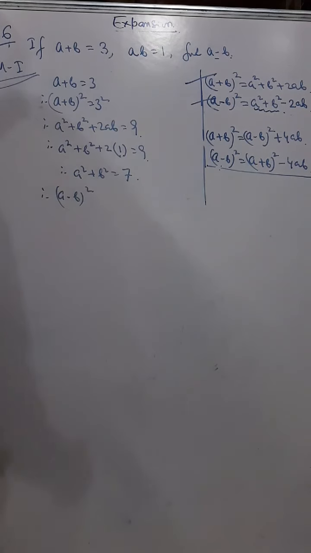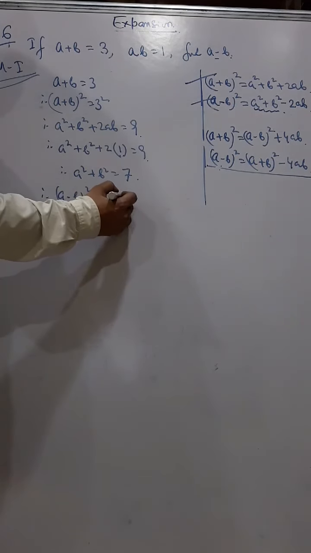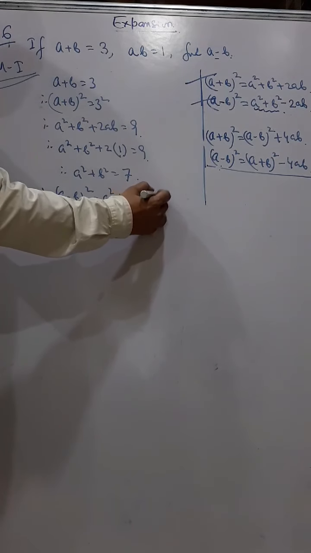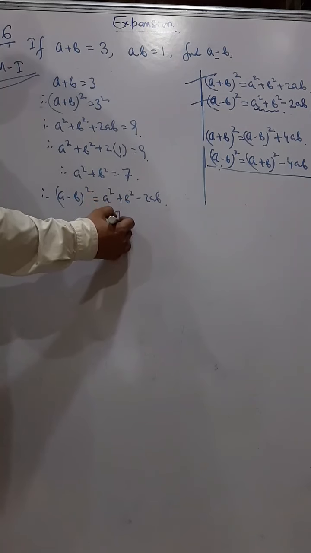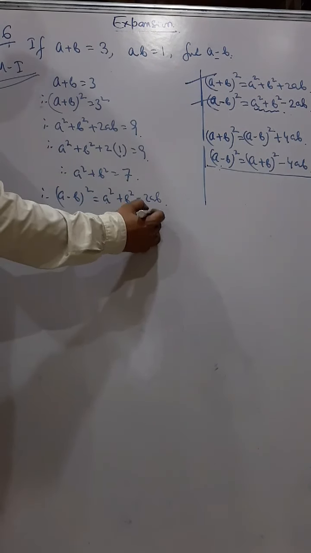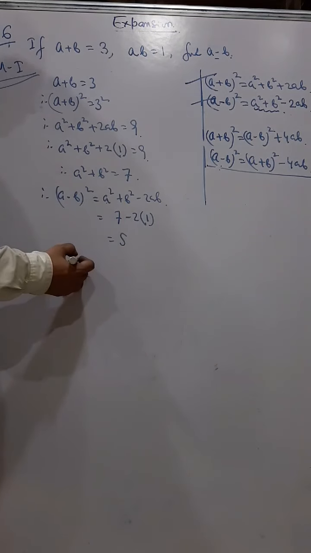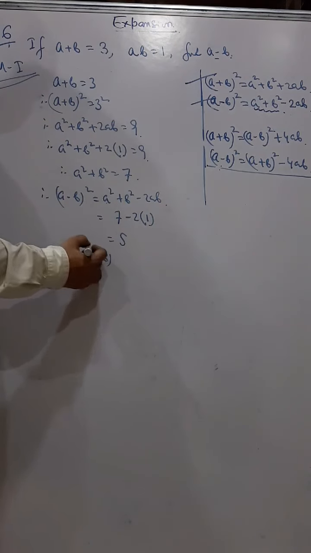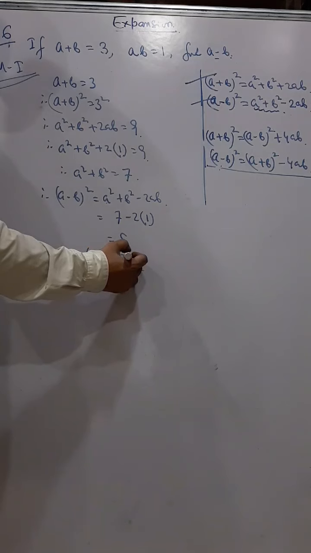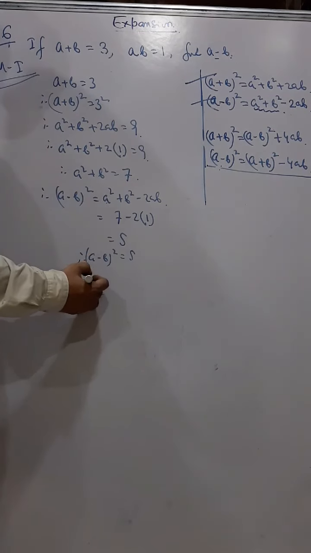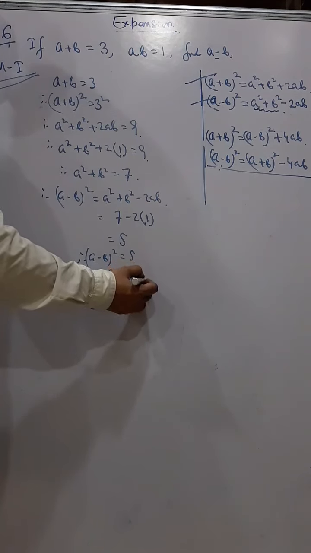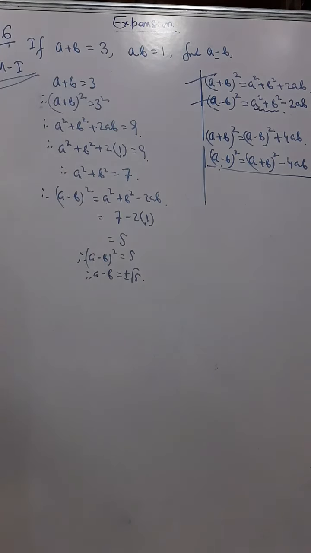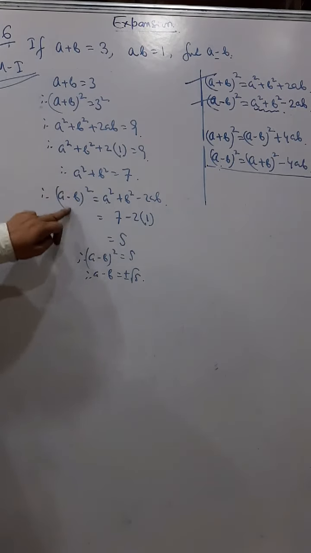Okay. And once I have a square plus b square, now I can get a minus b whole square. A minus b whole square means a square plus b square minus 2ab, right? And then a square plus b square is 7, minus 2ab, which is 2, I get 5. So finally a minus b whole square is 5, and a minus b is plus minus root 5. So you can understand we have to do it in two steps. First I have to find this and then this.